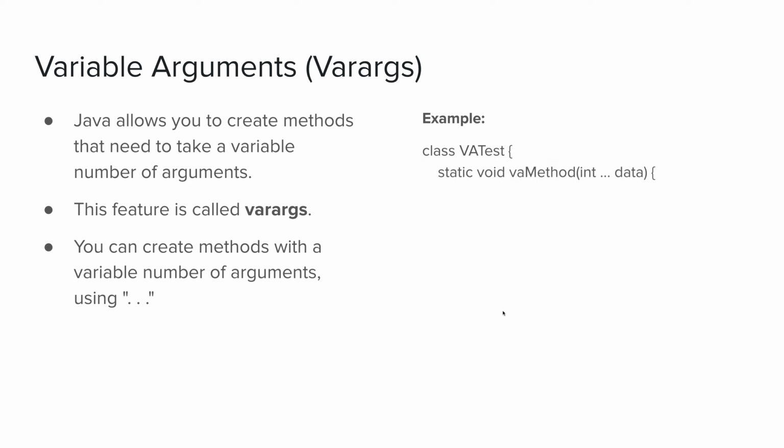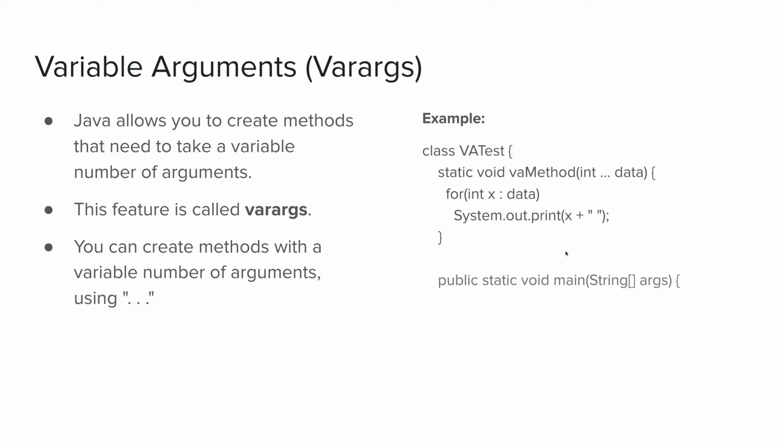A class called VATest has a method called vaMethod that takes integer data, which means it can take any number of arguments as integers. It is going to treat this as an array. Remember arrays from lecture 5. Being an array, we can access all the arguments by a for loop. For example, a for-each loop: for integer x in data, print x.